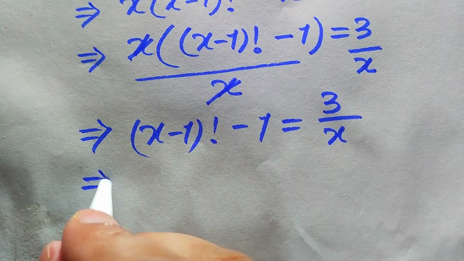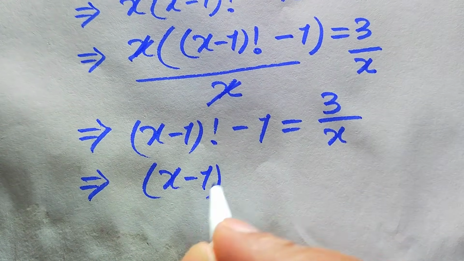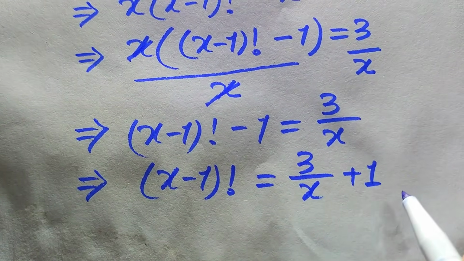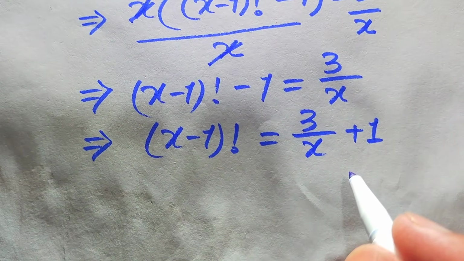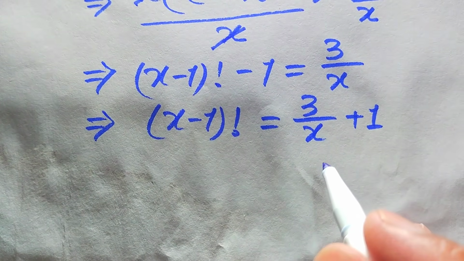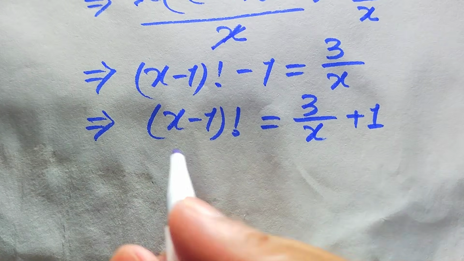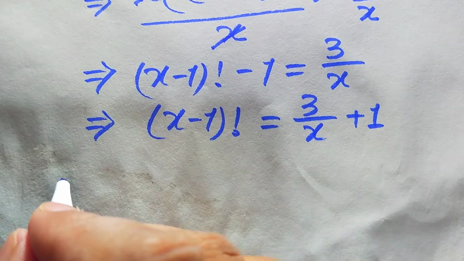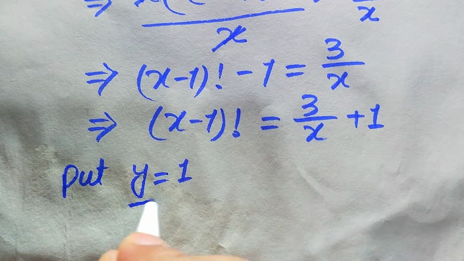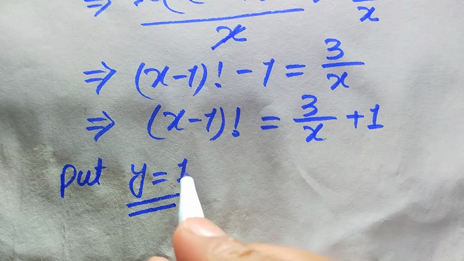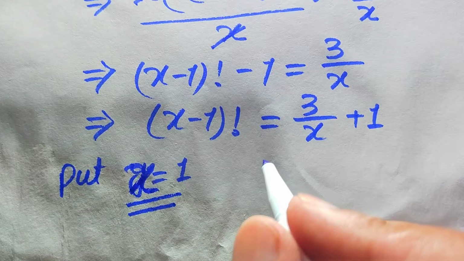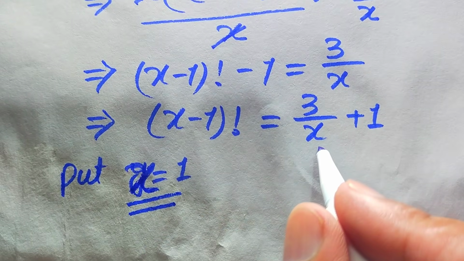So further we move the term minus 1 to the right-hand side, and we get x minus 1 factorial is equal to 3 divided by x plus 1. So now in the next step, we just arbitrarily choose values of x, and we check whether this satisfies our given equation or not. So first, if we choose x is equal to 1 and put it on both sides, we check whether this value of x satisfies this equation or not.